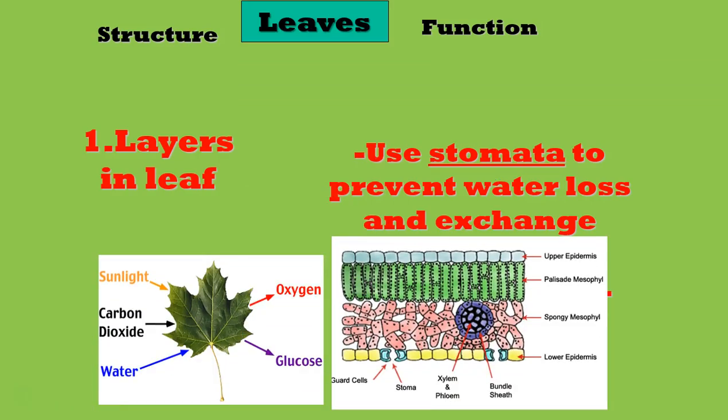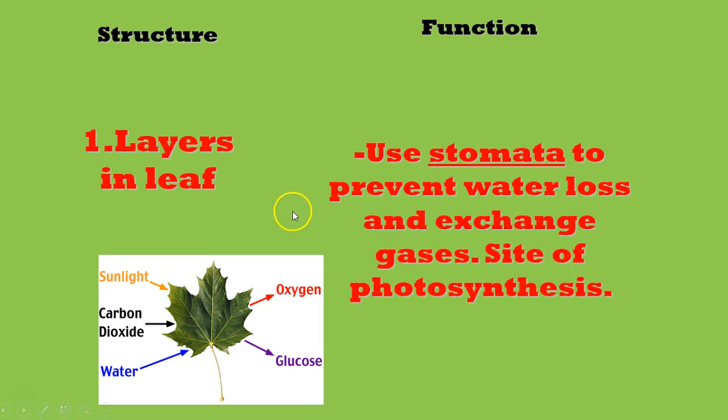Okay. The next thing that we're going to talk about are the leaves. We're going to talk about the layers of the leaf. This is where photosynthesis takes place. So here's a cross-section of a leaf. This is where you can find most of your chloroplasts. So this is where your photosynthesis will take place.